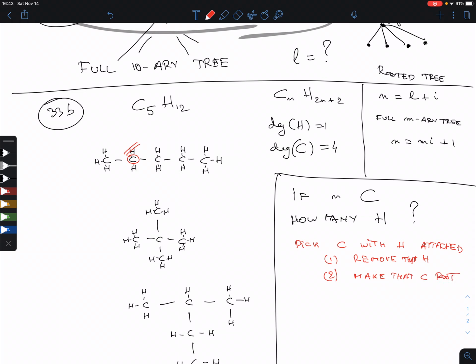Okay, so I repeat, this is exactly what I did here, right? So I removed one H and make the C the root. And then the claim is what we have... Oh, what is that for a weird thing? What we have, I'll get back in black perhaps. What we have is a full ternary tree. Think about it a little bit more if you don't get it, but this is a full ternary tree.